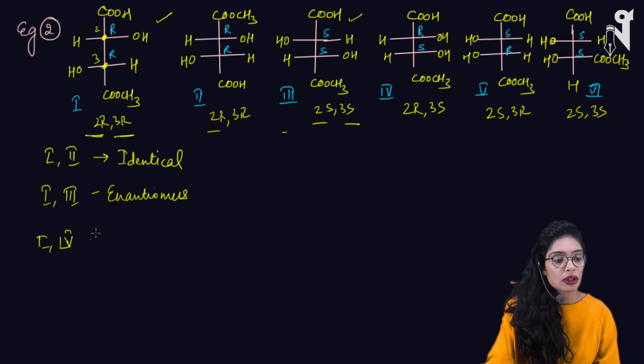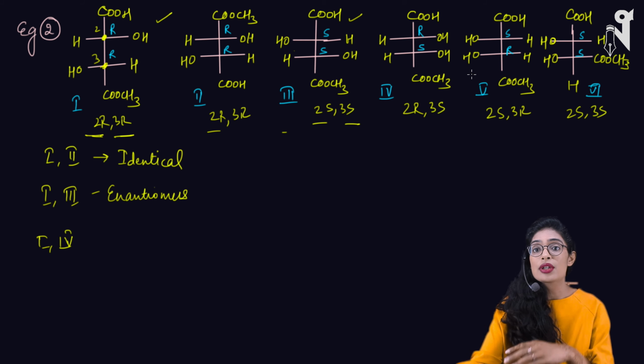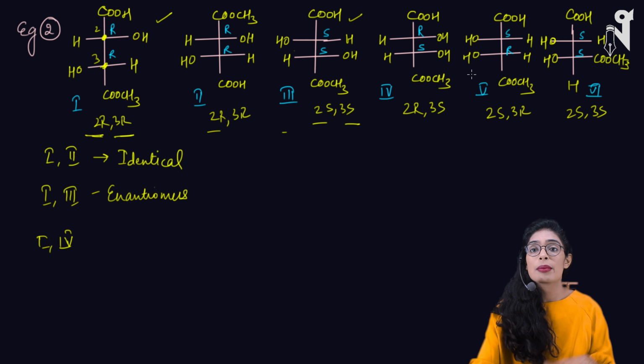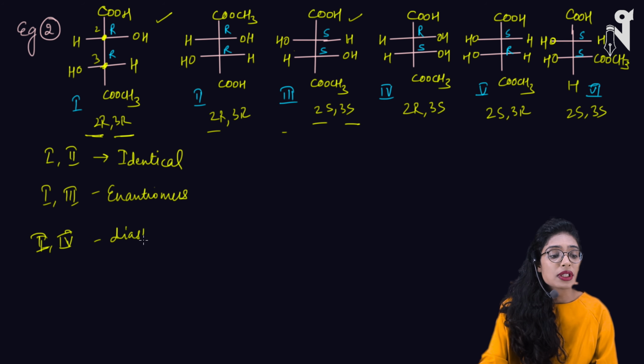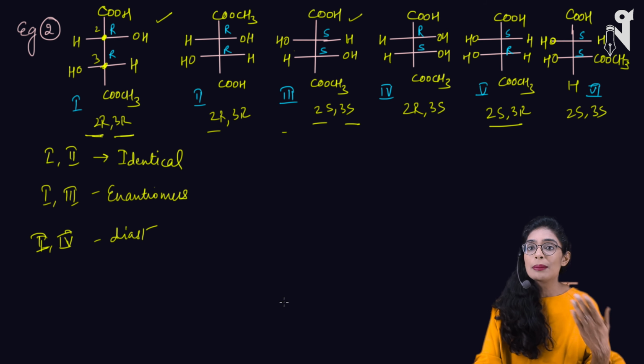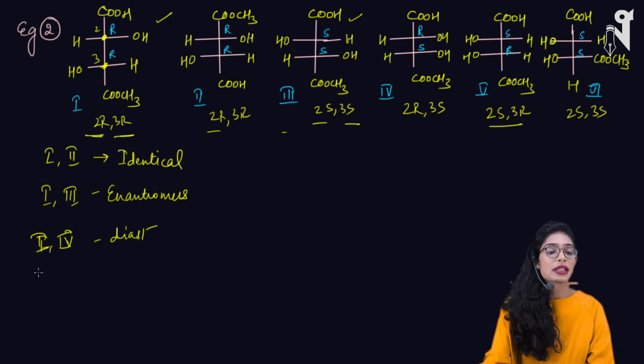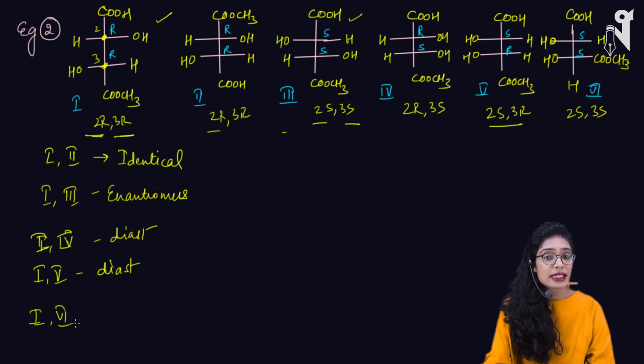Now first and fourth, the configuration itself is different. In the first case 2R 3R, in the fourth case 2R 3S, so the configuration is completely different, hence they are definitely not going to be mirror images of each other. And even if the molecule is not optically active, we are trying to find out the relation, and for diastereomers, optical activity is not even a condition. So first and fourth are going to be diastereomers. Now first and fifth, again the configuration is differing. It's not completely opposite. It's not completely the same, and hence the relation between first and fifth is going to be diastereomers.